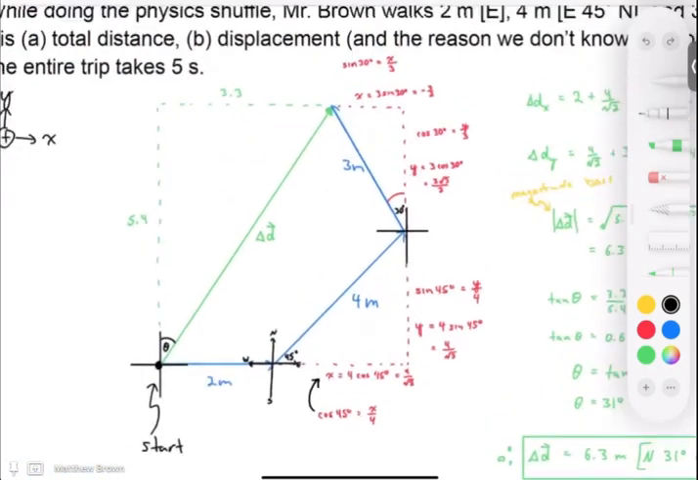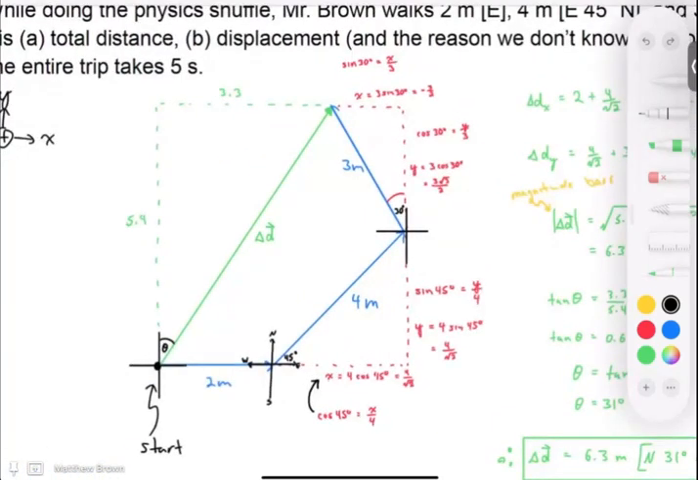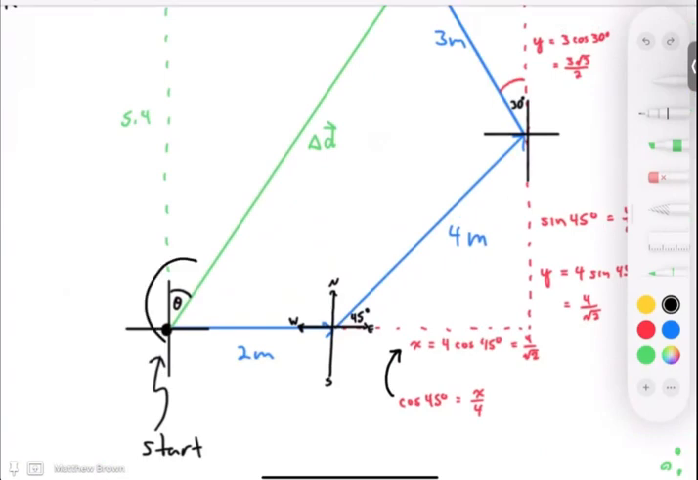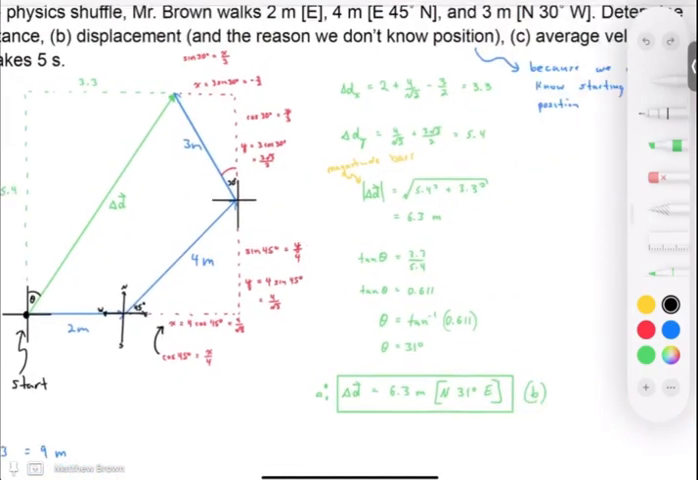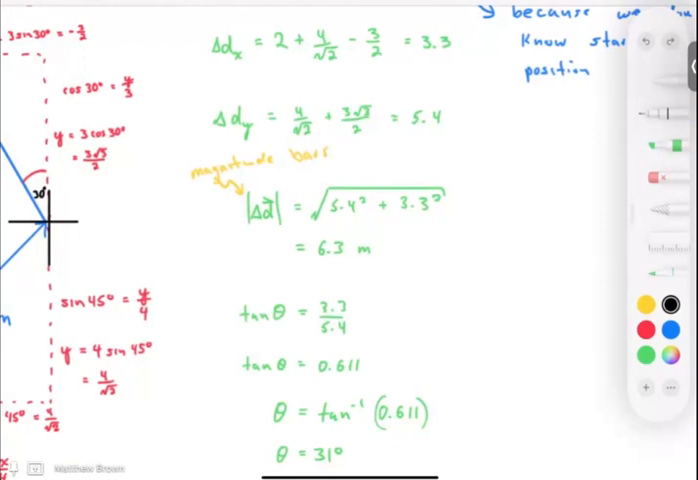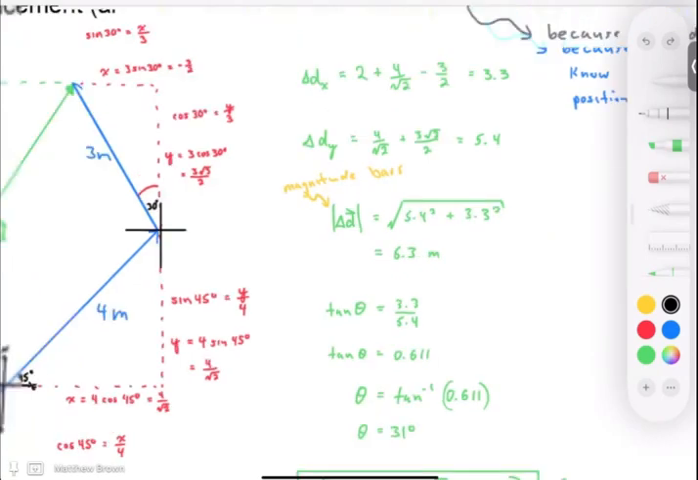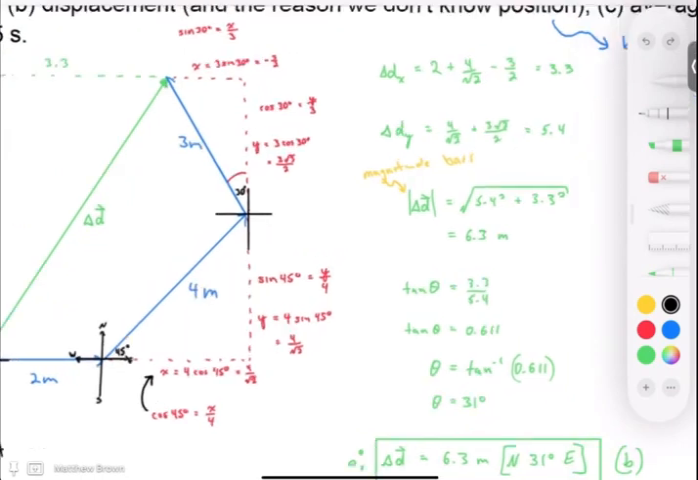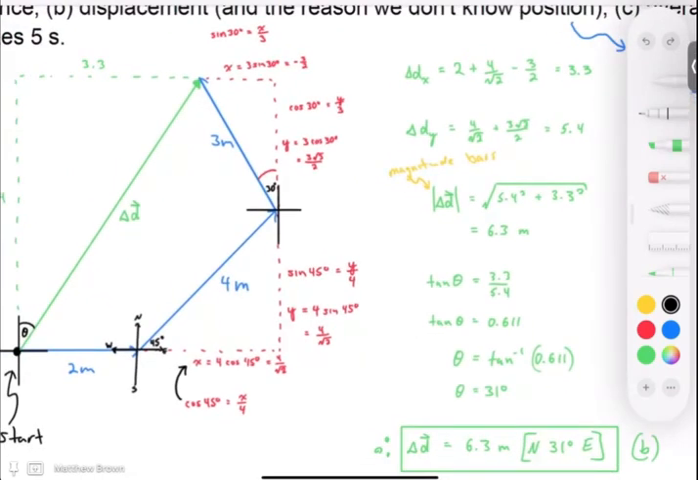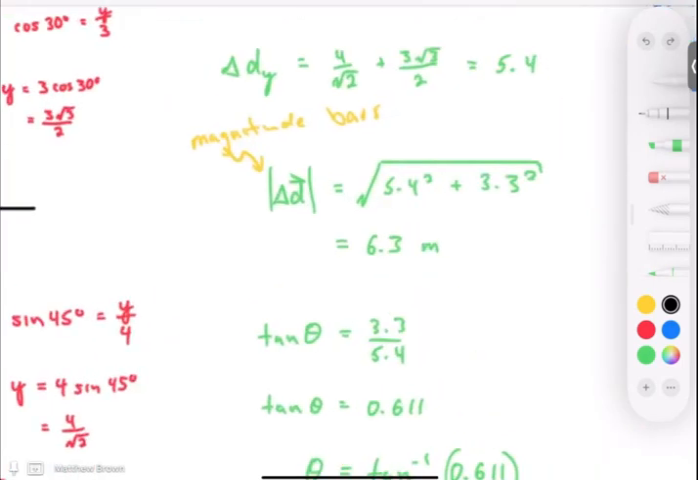Now I only need to consider this green vector right here. I need to know that angle, and I also need to know the magnitude of that vector. So that's the first thing I do. Remember I mentioned magnitude bars earlier. To get the magnitude of it, I just use the Pythagorean theorem, because now I've got the perpendicular components of that displacement. So 5.4 squared plus 3.3 squared gives 6.3. So now I know the magnitude of that.